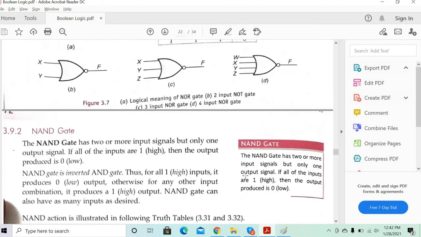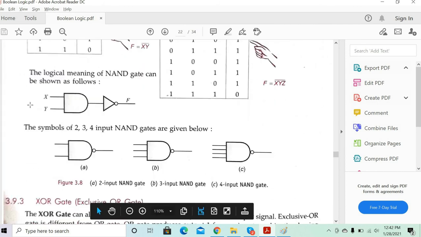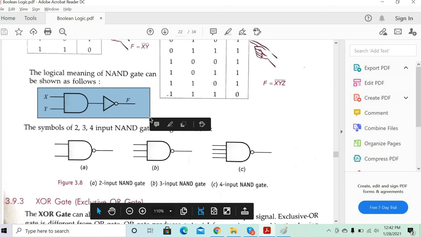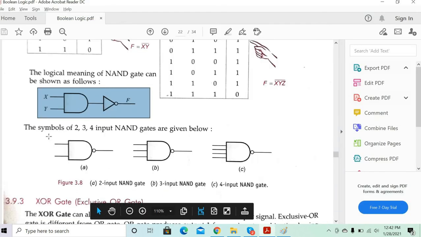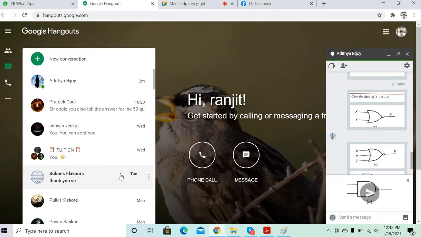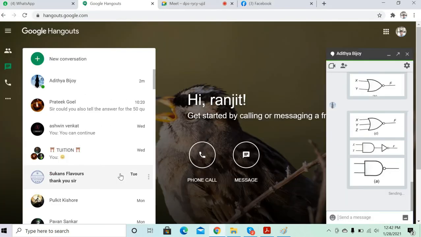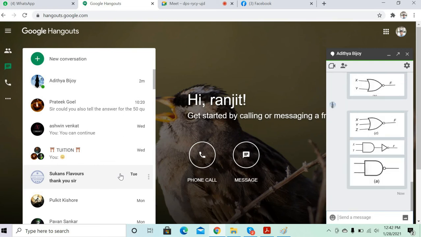Now let's go to the NAND gate. What is called NAND gate? Just draw the figure. Same as AND gate and the NOT gate on the top. You have to draw the AND gate and then put the NOT gate on the top. So the short form will be written as AND and the circle on the top. That's called the NAND gate. NOT of AND gate is called the NAND gate. Clear?